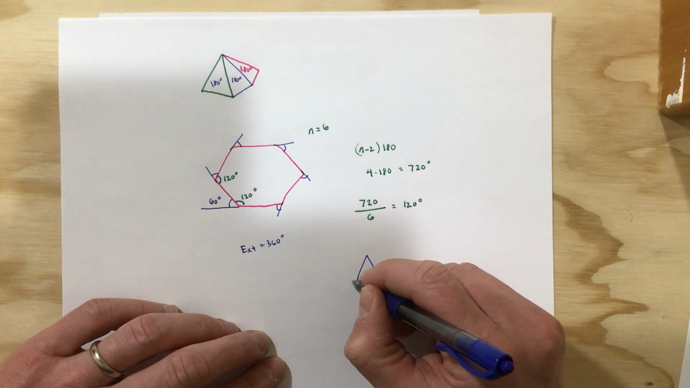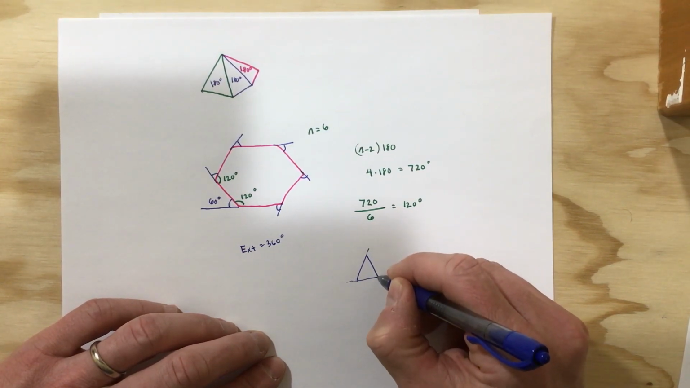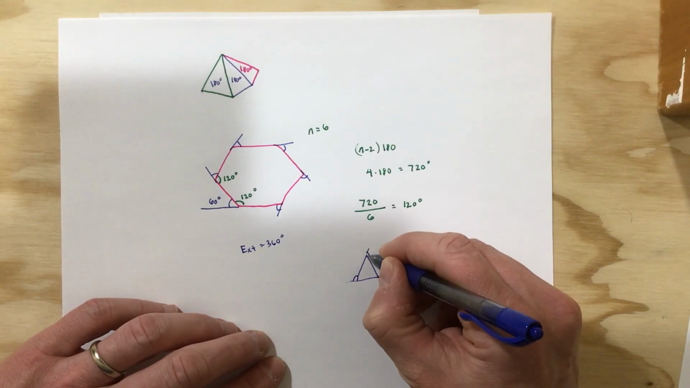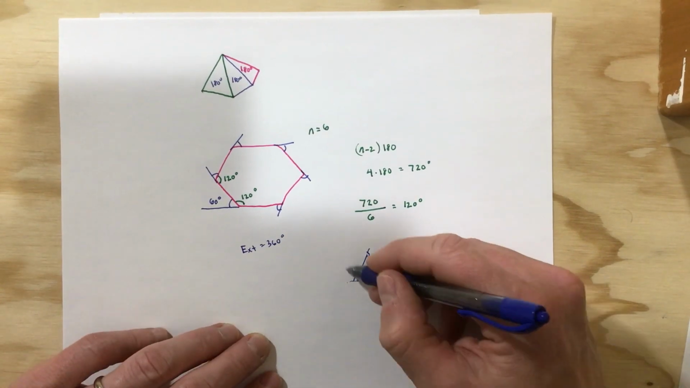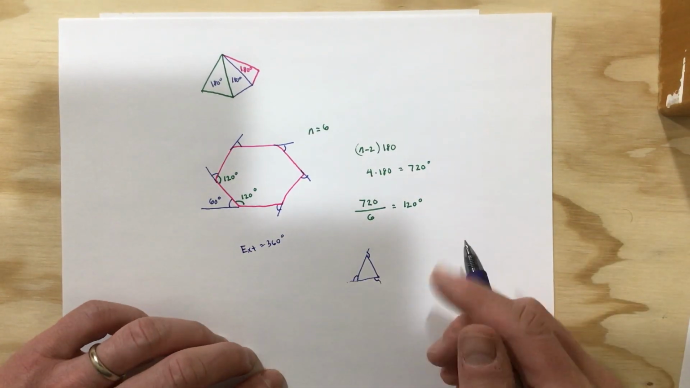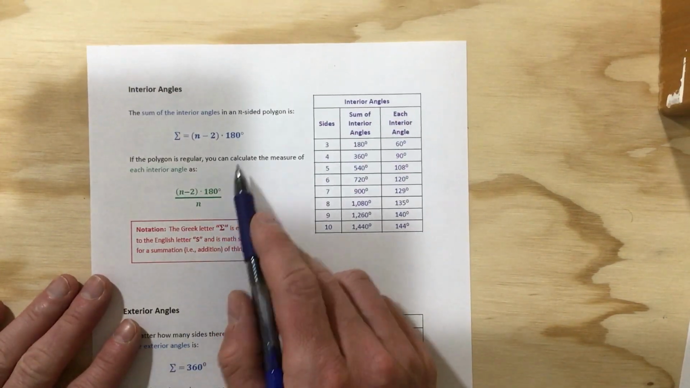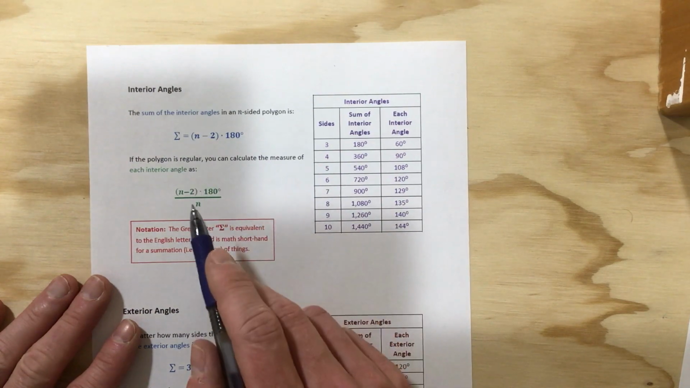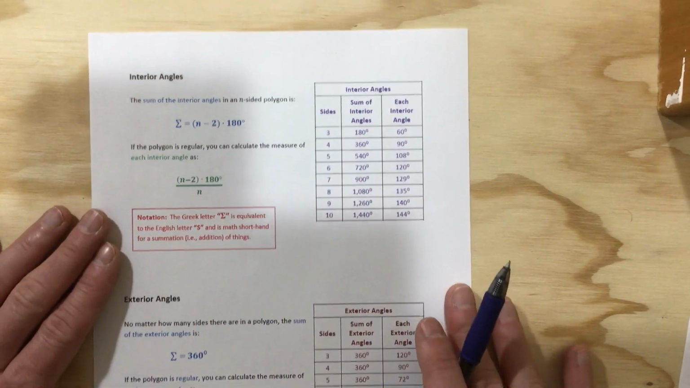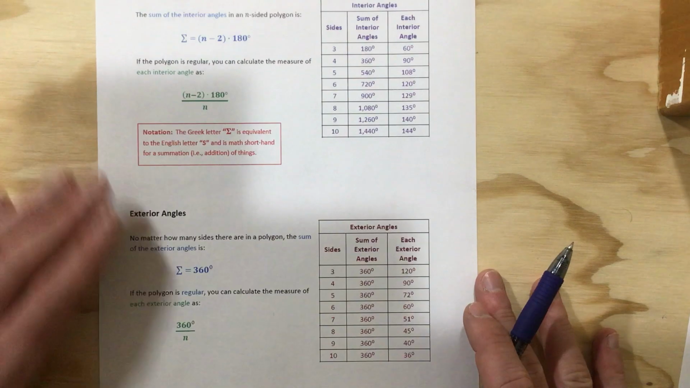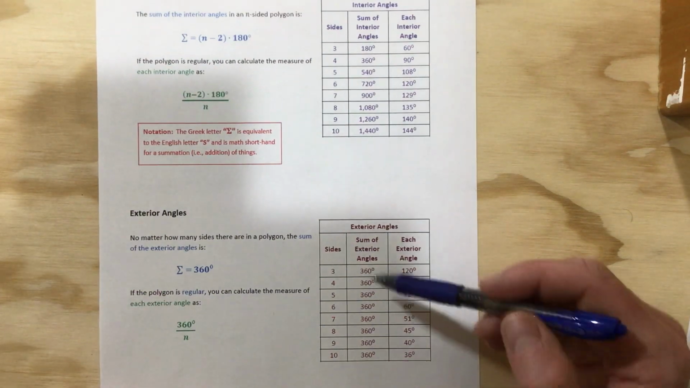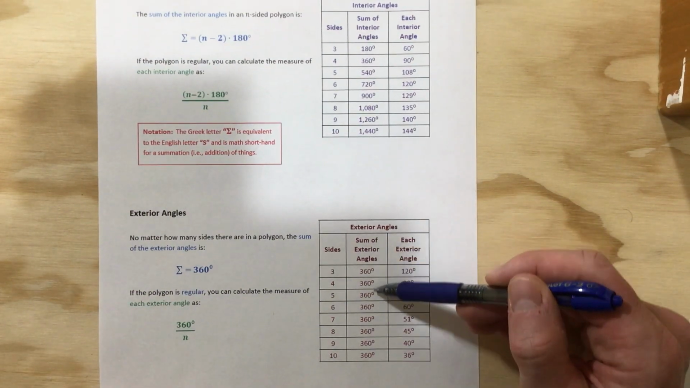If I start and I extend these lines and I do this exterior and this exterior and this exterior, if I go all the way around, doesn't it have to be 360? And that's what this next part is going to say. The top part talks about the sum of the interior, and then if it's regular, each interior. Down here, we're going to look at the exterior angle, and this column I think is just kind of funny because they're all clearly the same.